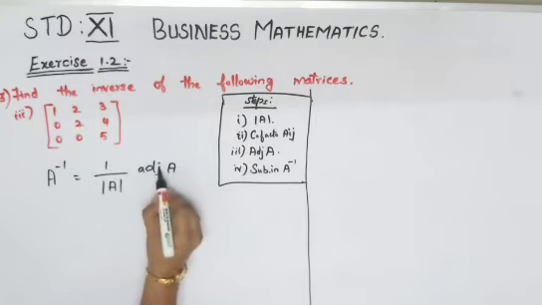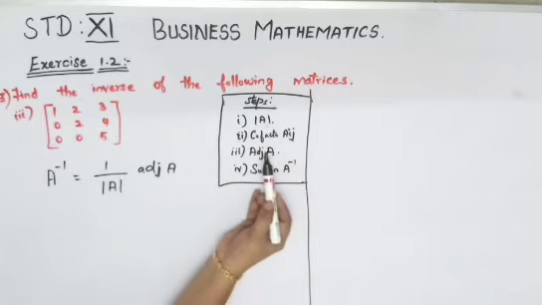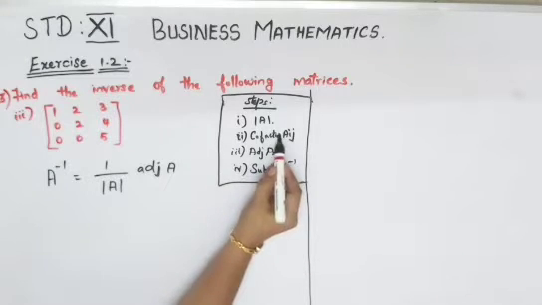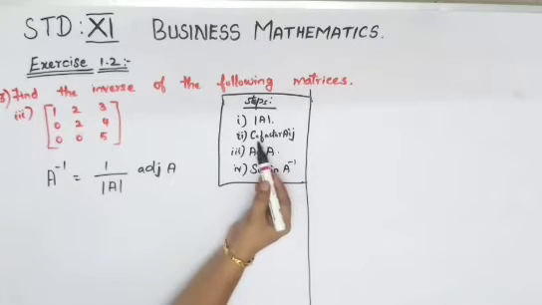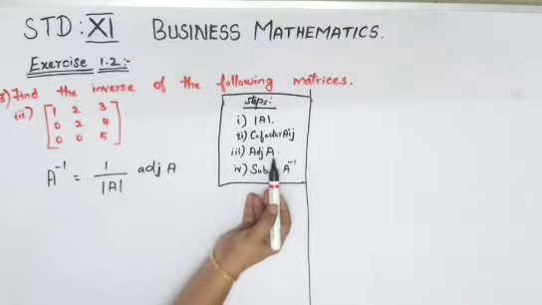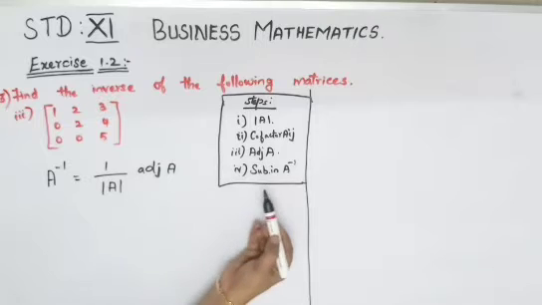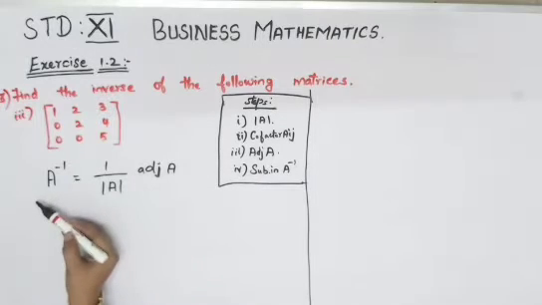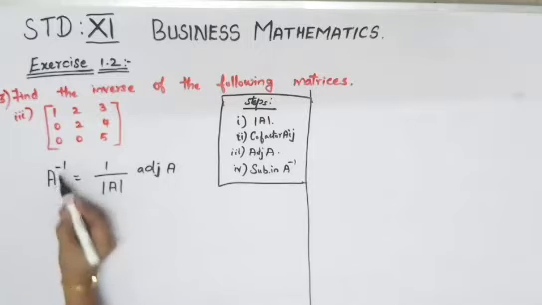So I have just written the steps here. First, you have to find the determinant of A. Then the cofactor Aij. To find the adjoint of A, you need the cofactor. Then the adjoint of A is the cofactor Aij transpose. Then substitute in your A inverse formula, and with that your sum will end. So first we will go to the determinant of A.